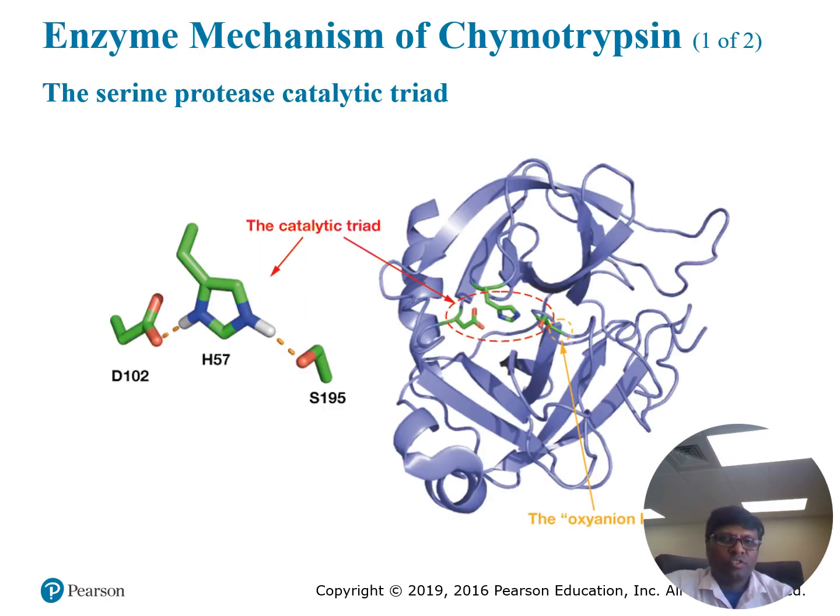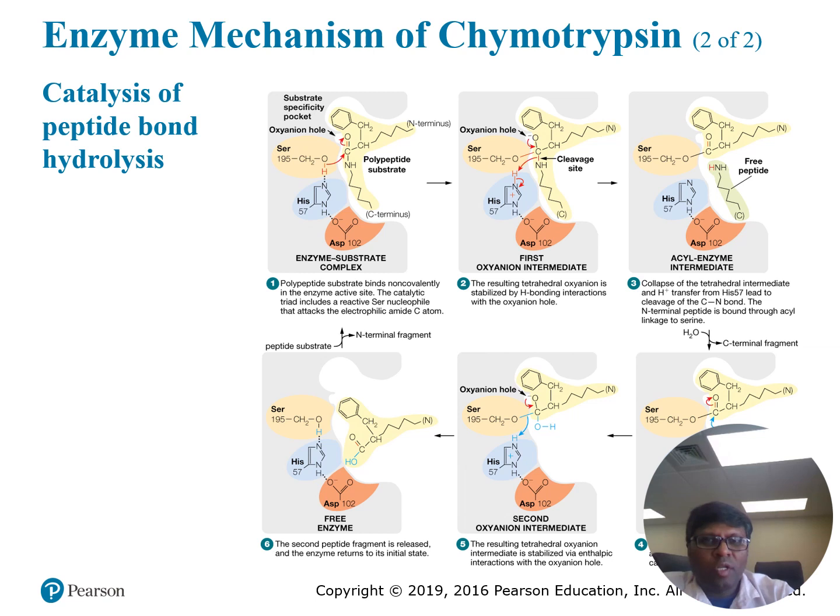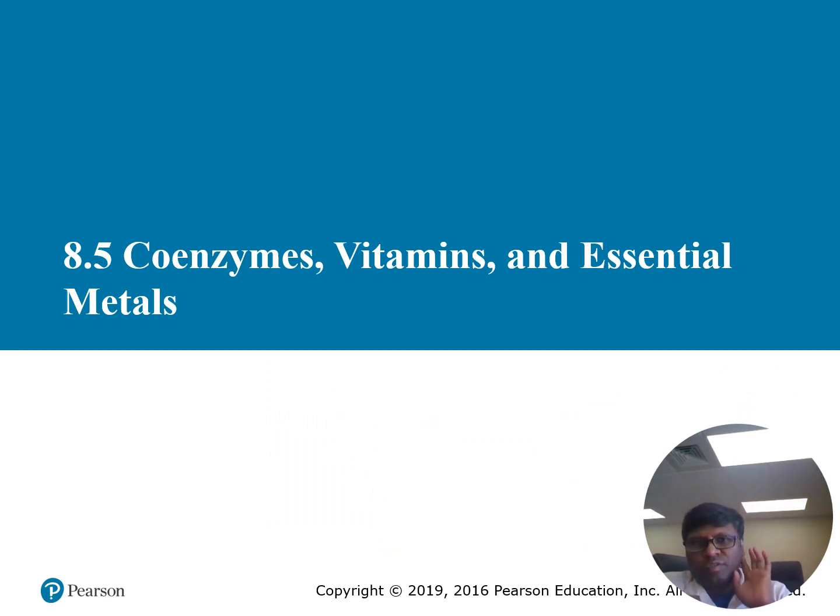So in this serine protease catalytic triad, you can see the various amino acids present and their location. It has some conformational changes and other things. And in the case of peptide bond hydrolysis, you can see it utilizes water molecules, which can react and also modify the shape. This is the example of chymotrypsin, how it works.